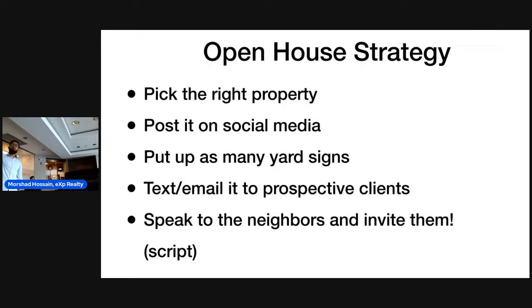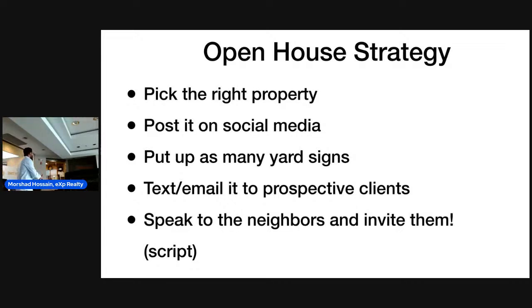But first and foremost, you want to start by picking the right property, right? I'll give you an example. If you don't like to drive, let's say you live in Sicklerville, and Burlington is 40 minutes away, and you don't want business where you have to drive 40 minutes away, then you shouldn't really be doing an open house over there, right? Because if you do an open house there, you're going to get buyers and homeowners who are in that area. So first and foremost, pick the right property.